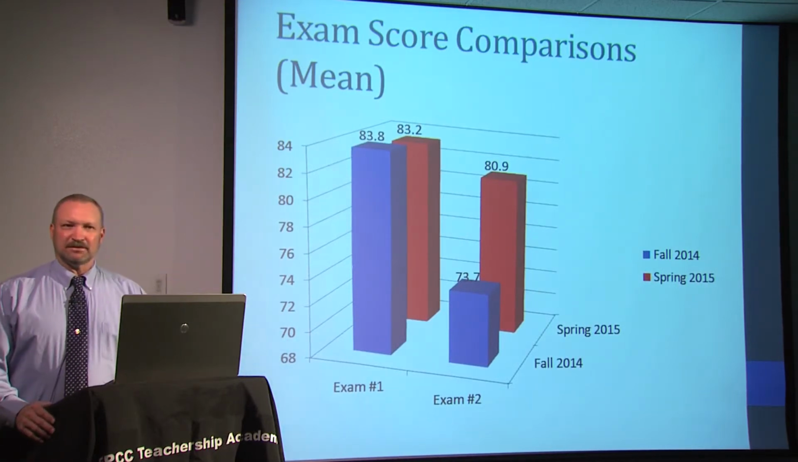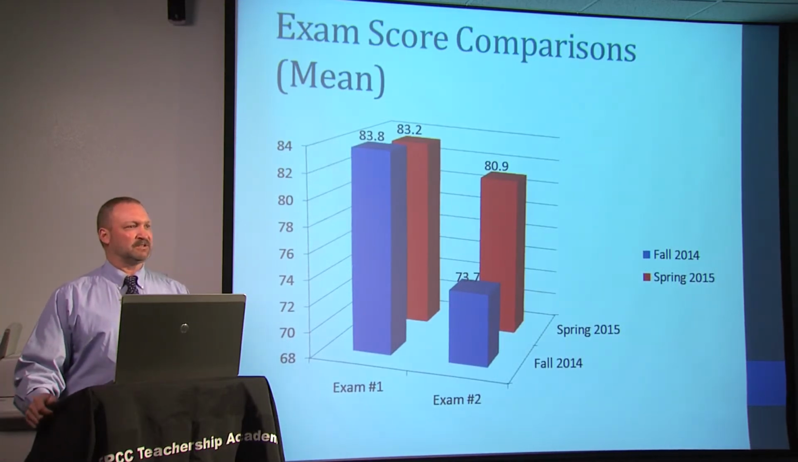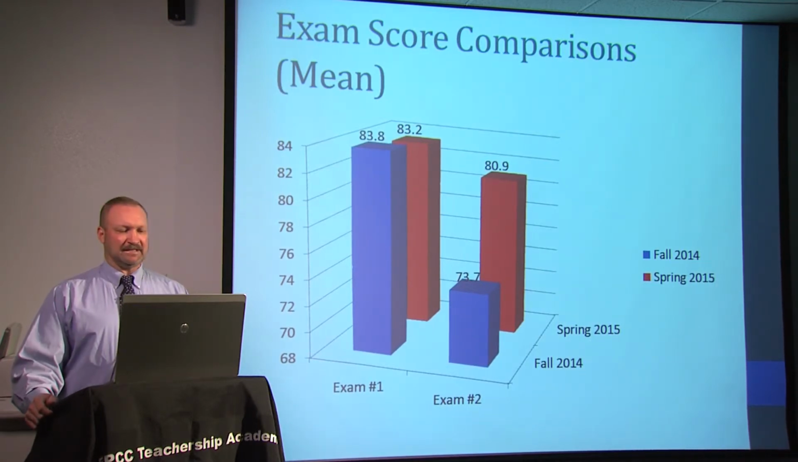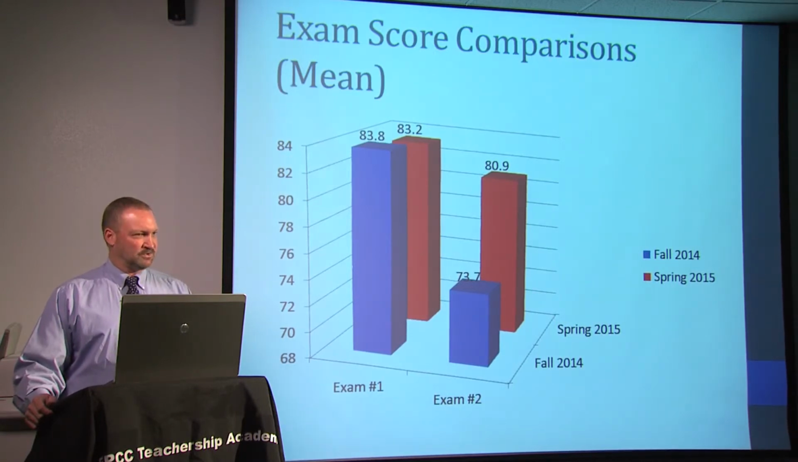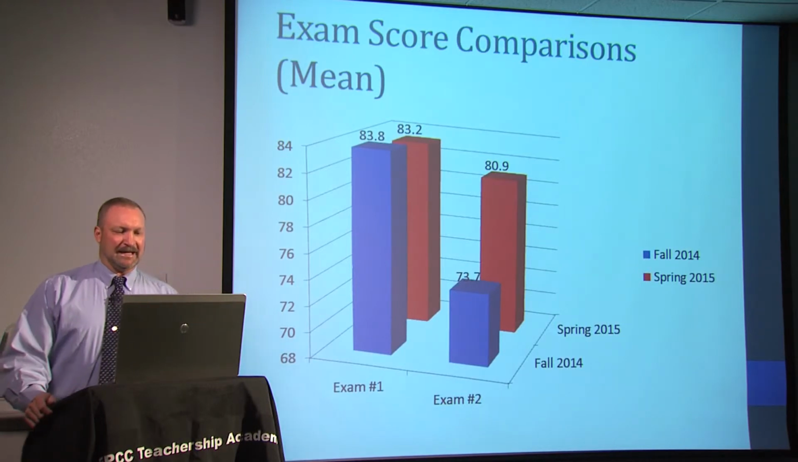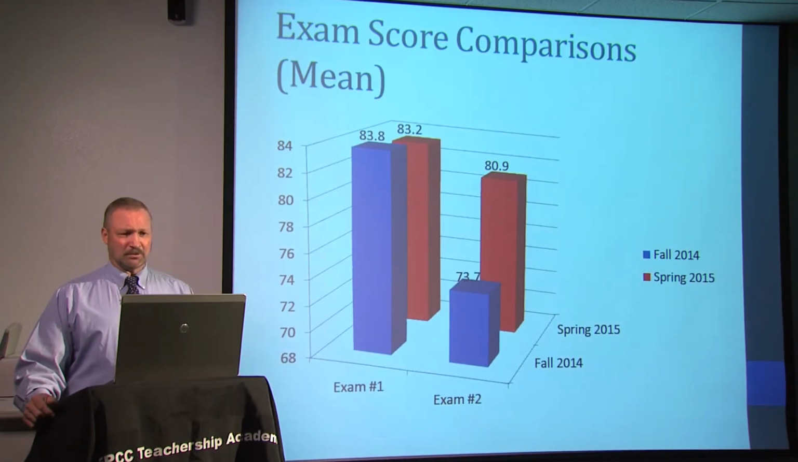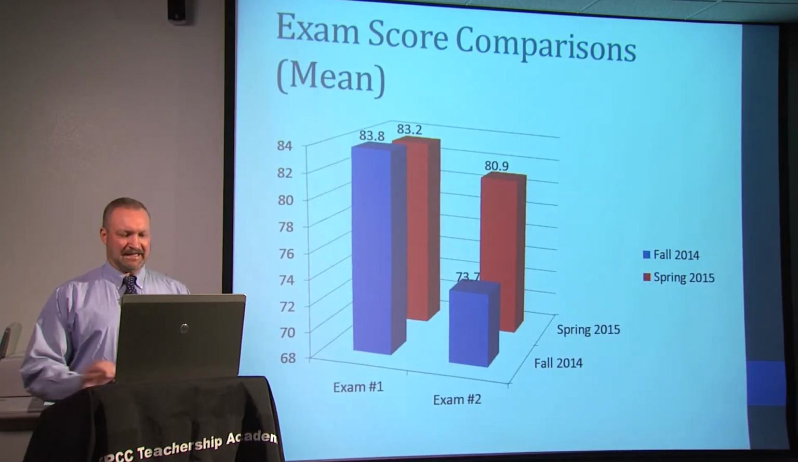When I looked at the comparisons between the semesters, the fall 2014 and the spring 2015 on the exams, I saw that on exam 1, the mean scores stayed about the same. On exam 2, I noticed that in the fall, the overall mean was a 73.7, whereas in the spring, the mean was 80.9.